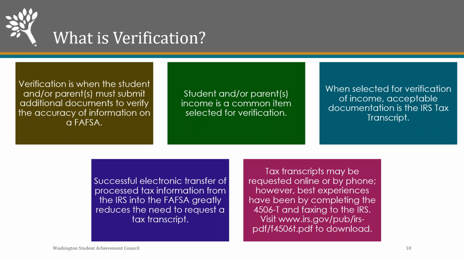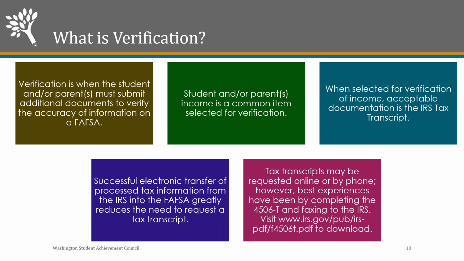There are different ways that you're selected for verification. Verification is when a student or a parent or both need to submit supporting documents or additional documents to verify the accuracy of the information they submitted on the FAFSA. And the income is the most common item that they're asking for in that verification. And the easiest way to verify that income and the most accurate way is to provide documentation through your IRS tax transcript.